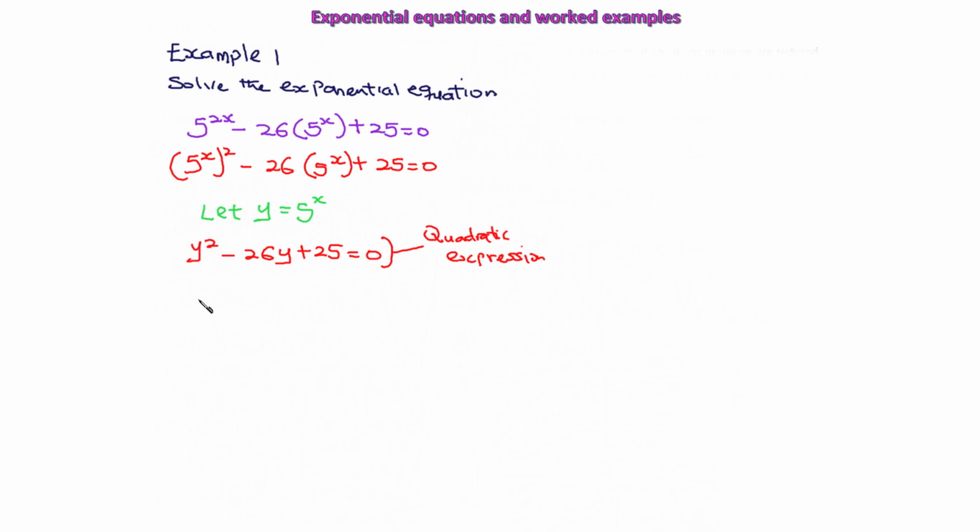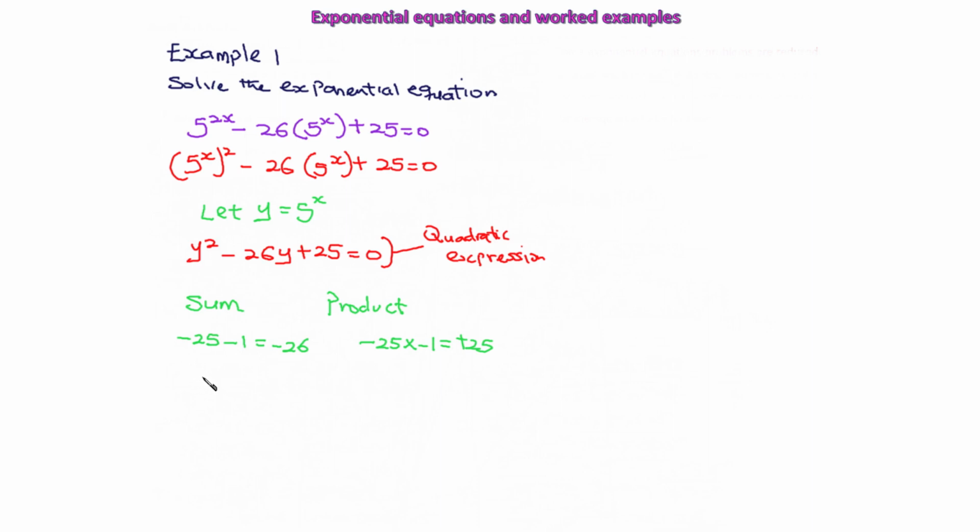Now, let me simplify that for you. Sum, product. Now, what are the two factors that when you add, you get minus 26? Minus 25 minus 1 will give us minus 26. Now, those same factors, when you multiply them, you must get plus 25. Minus 25 times minus 1 is what? Plus 25. Now you are good to go with these two factors.